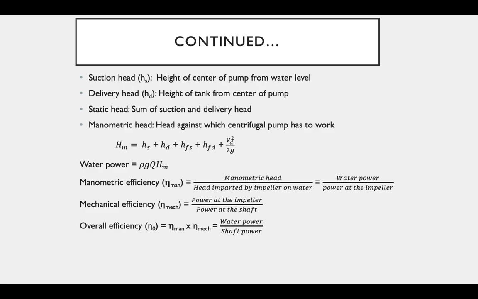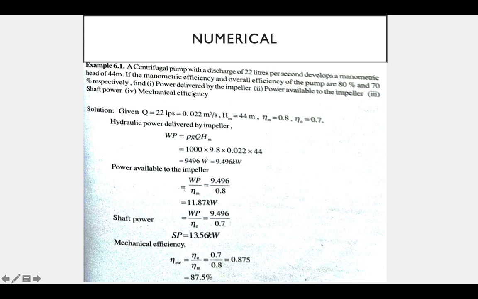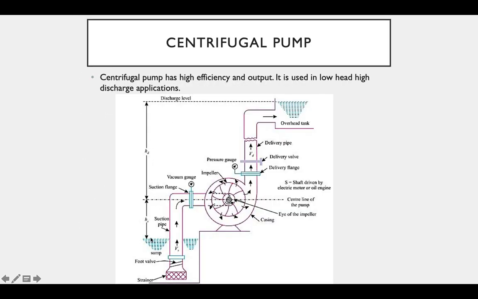Now certain aspects related to centrifugal pump. One is suction head. Suction head is the height from the center of the pump to the water level in the sump. So this is the suction head HS marked over here. That is the height of the center of the impeller, that is eye of the impeller, to the sump water level. Next is delivery head HD, that is the height from the center of the pump to the level of water in the overhead tank.